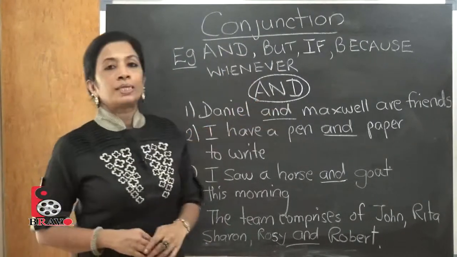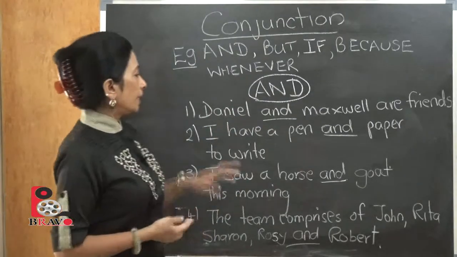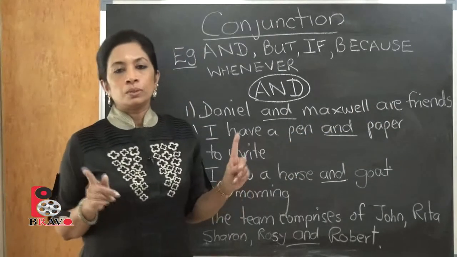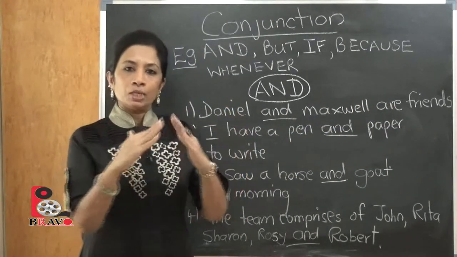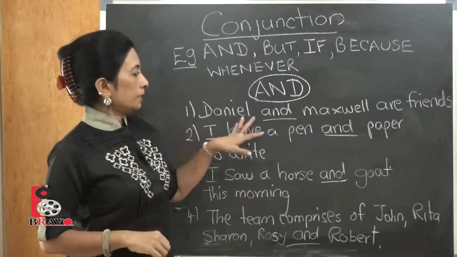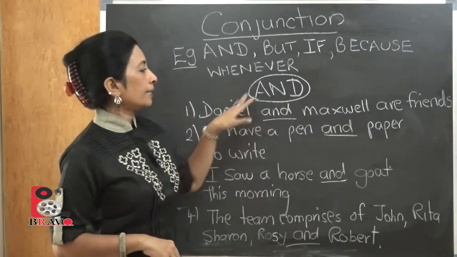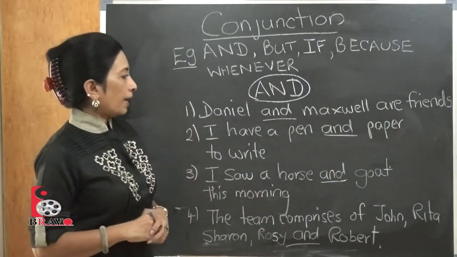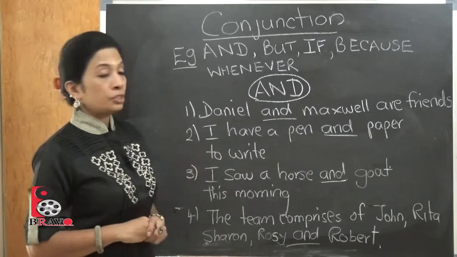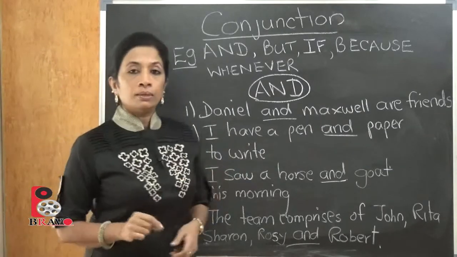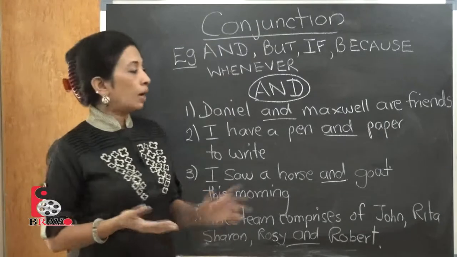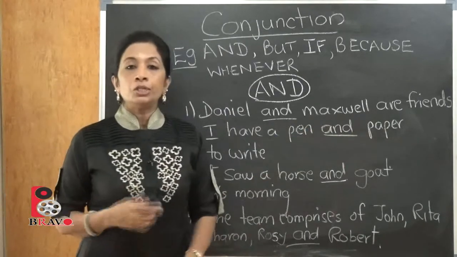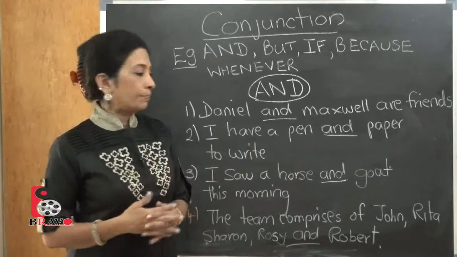Let's take the first one, which is and. Very common word. Daniel and Maxwell are friends. It's 2 of them. So the junction itself means joining. So the conjunction word here is and. Second one, I have a pen and paper to write. So I need a pen and I also need a paper. So how do I say it together? I have a pen and a paper to write. So both pen and the paper.